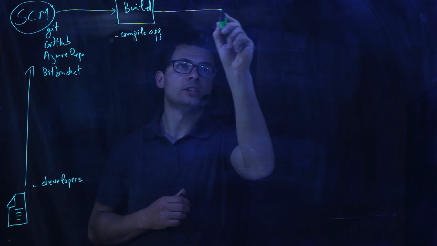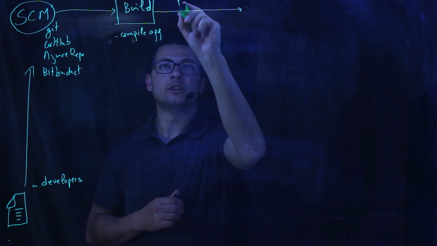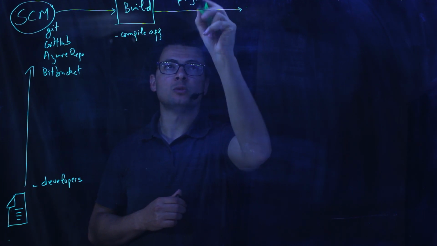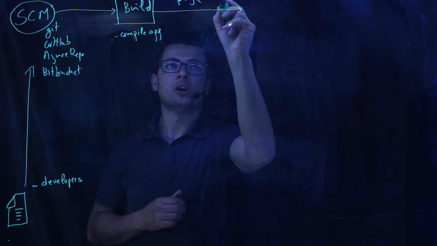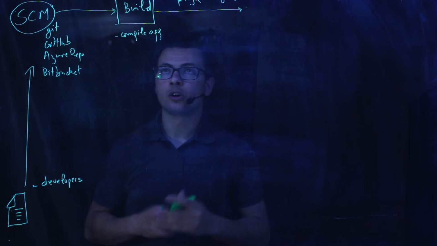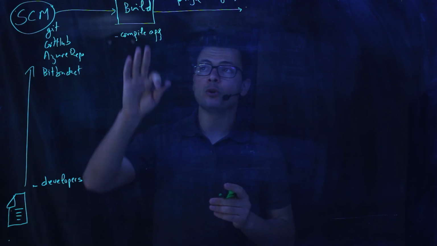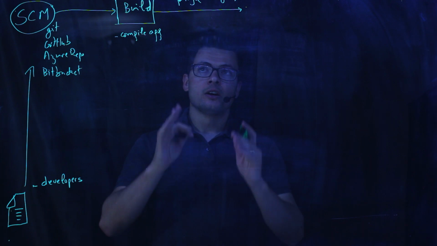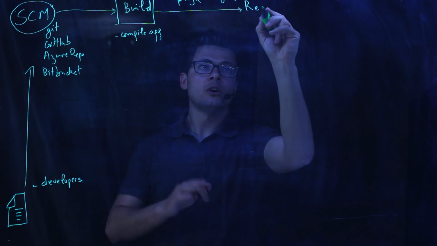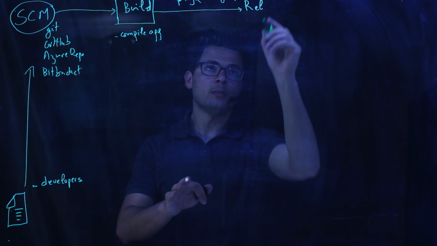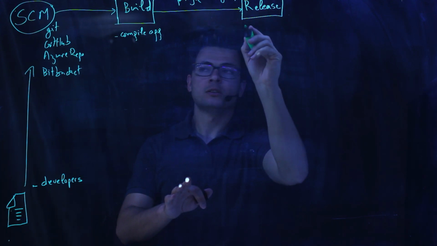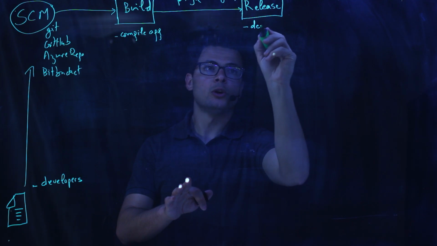Once we have generated that package, the output of the build is the application's package. This could be a .dll file or .jar, depending on the framework we are using. So the output of the build is this package. Then during the release pipeline, the goal is to deploy the application.